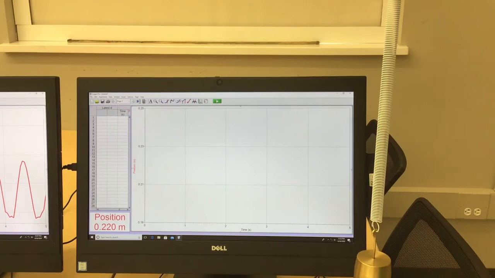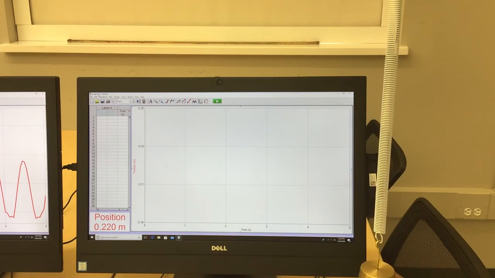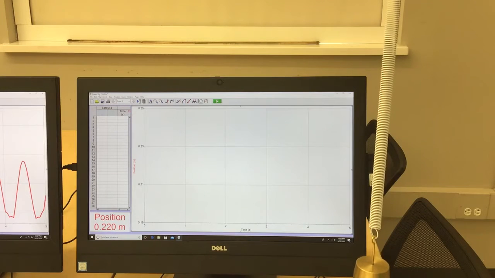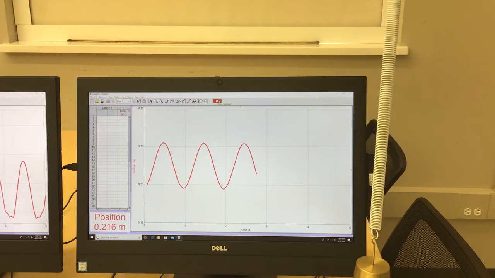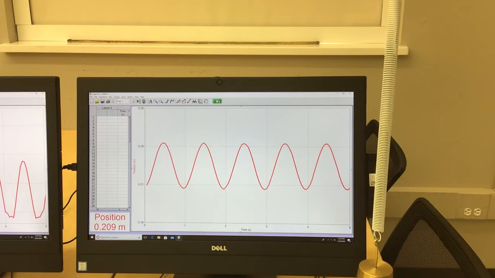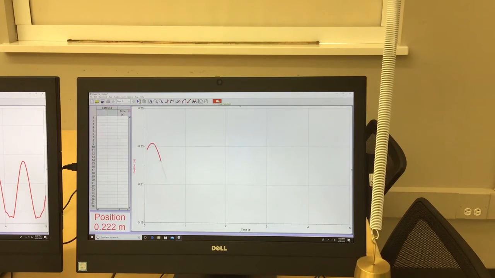All right, so this is a 1,000 gram mass, which is 1 kilogram, and I'm gonna do the same thing that I did over there. So displace it from the equilibrium position and then release it. And then let's run the motion sensor. One more time.